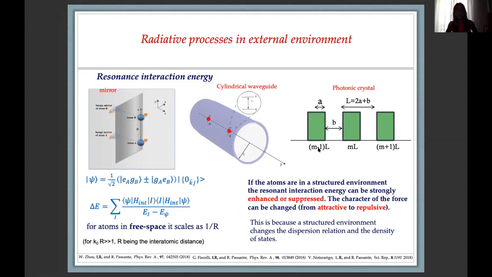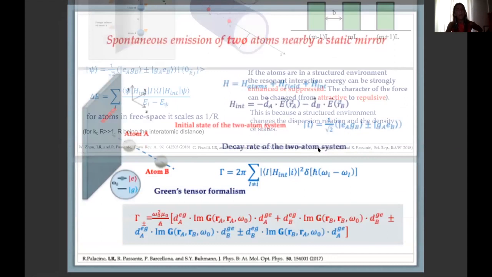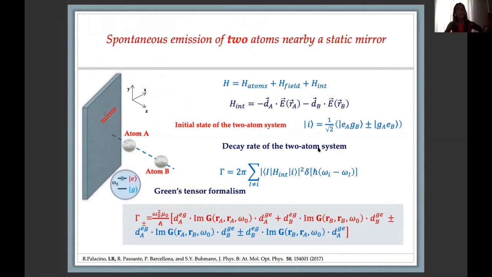This is because a structured environment changes the dispersion relation, the density of states. A structured environment can also change the superradiance or subradiance processes between atoms near a mirror.